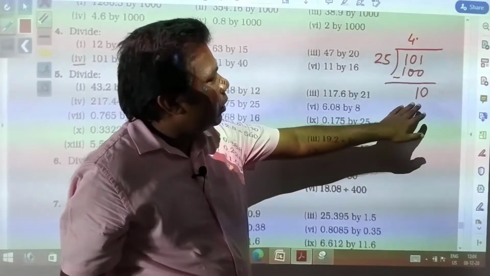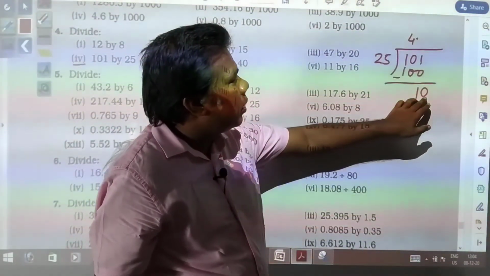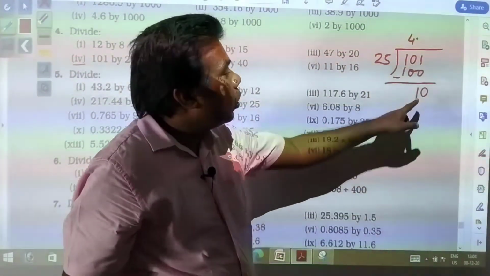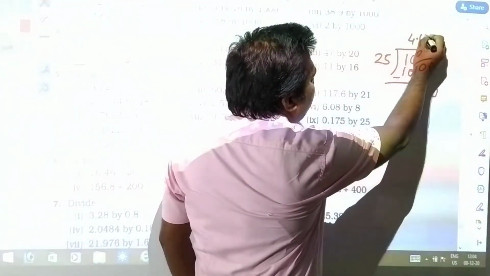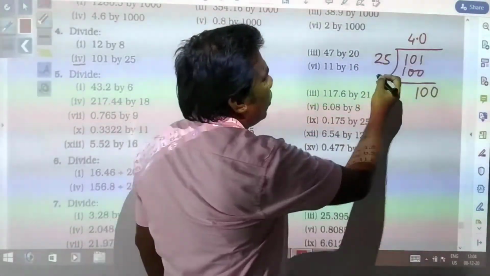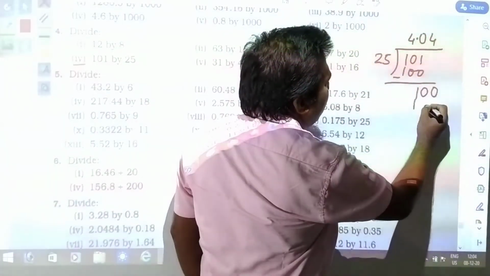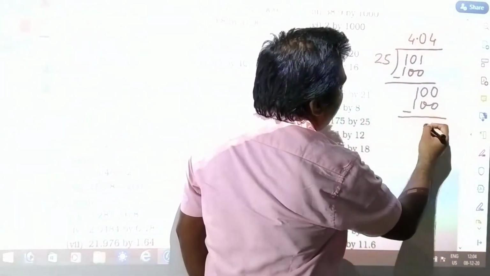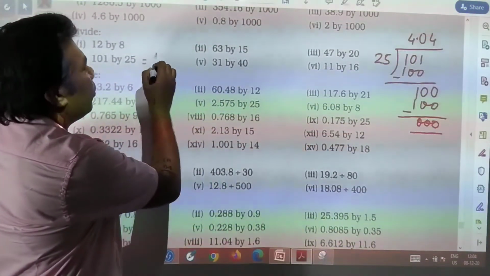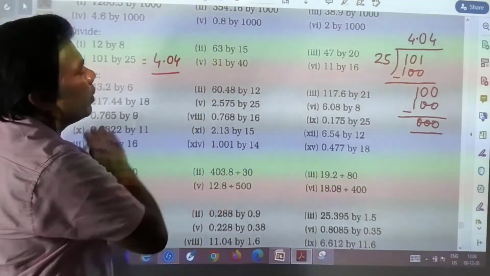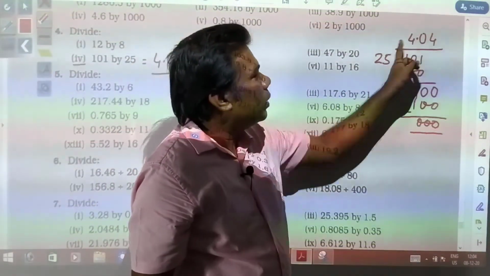So again you see this is smaller than divisor. So you need to put again 1 0, and for this you need to put 0 over here. Now 25 4 ja 100. You subtract, you got 0. So this is your answer, 4.04.